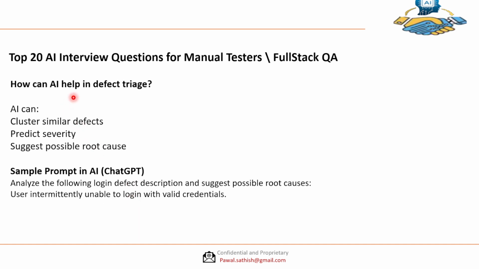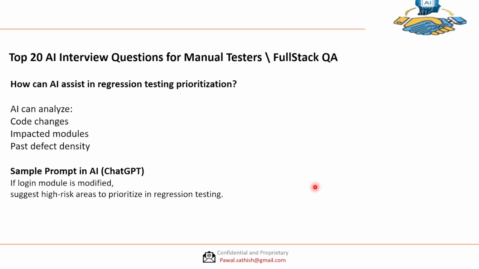Then, how can AI help in defect triage? This is also very important. AI can cluster the similar defects. We'll provide the whole defect list, then it will cluster the similar defects, predict the severity, and suggest possible root causes. Here is how we can give the prompt: analyze the following login defect description and suggest possible root cause. Definitely, AI will provide the root cause.